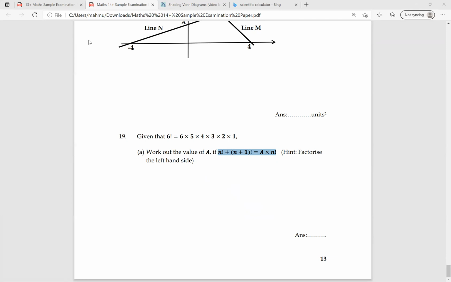No, it doesn't really work. Okay, no one's giving you the answer. So n plus 1. So this is 6 plus 1. Keep on doing this. Factorize the left-hand side. So I can't, oh, okay. But you can't factorize this side.